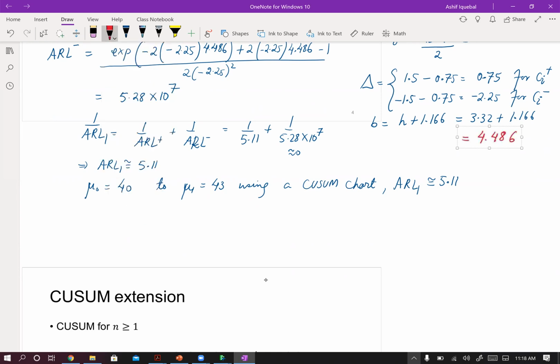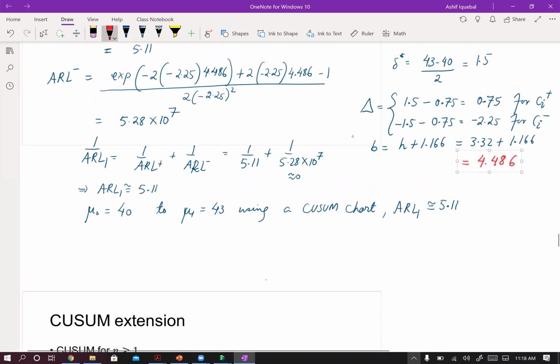Can someone tell me what the value of ARL minus means here? The value of ARL minus, as you can see here, is very large, right? What does it actually mean in this example? I will give you marks even if you try, so don't be hesitant if you are wrong or if you're not right.